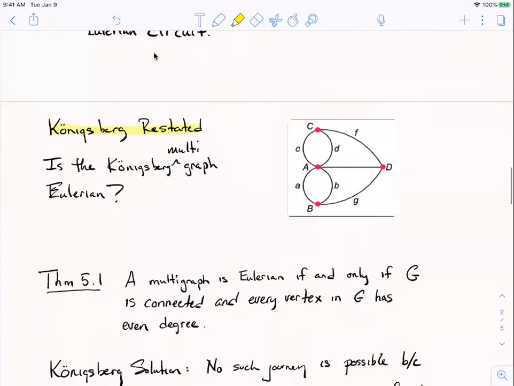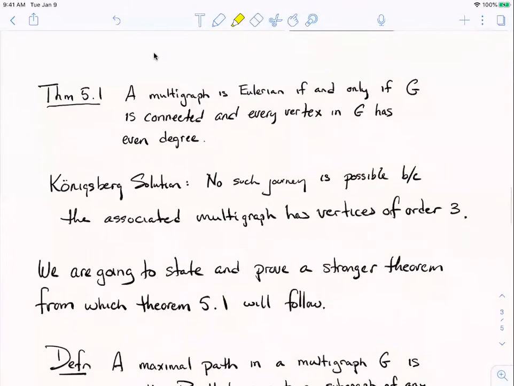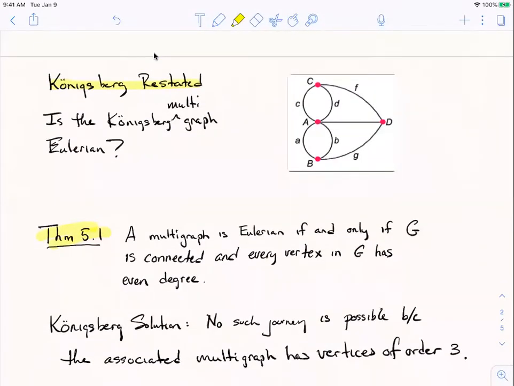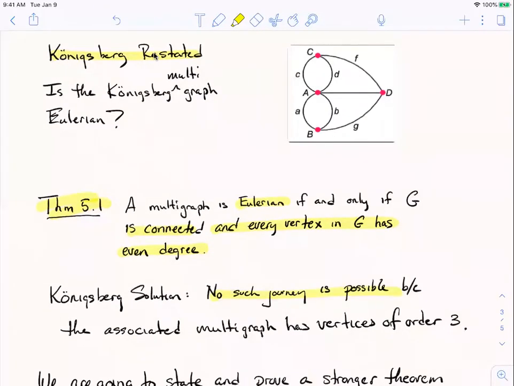Well, Euler answered the question by proving half of this Theorem 5.1. Theorem 5.1 is a characterization of Eulerian graphs. It says that a multigraph is Eulerian if and only if it's connected and every vertex has even degree. In particular, what Euler showed was that if you have an Eulerian circuit, then every vertex has even degree.